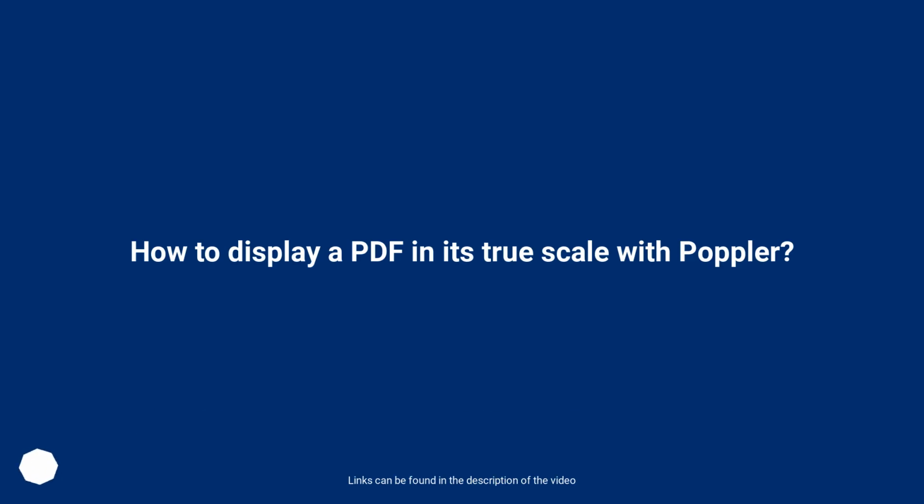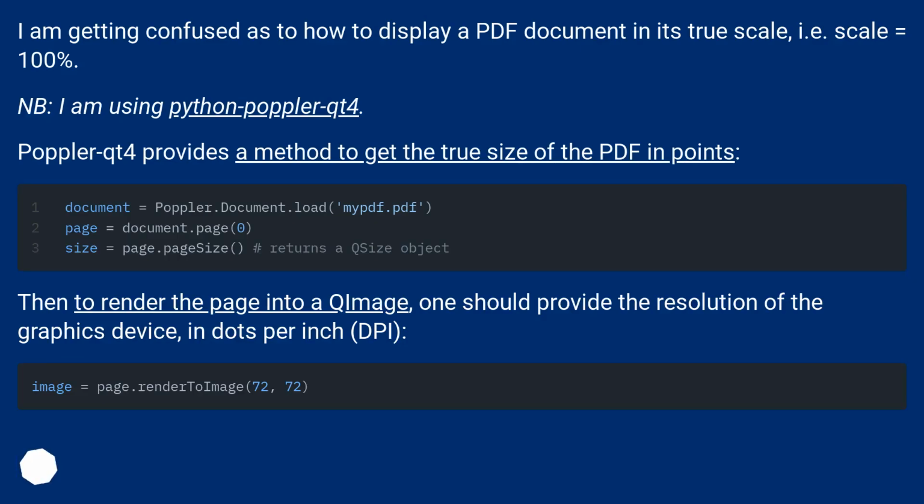How to display a PDF in its true scale with Poppler? I am getting confused as to how to display a PDF document in its true scale, i.e. scale equals 100%. NB, I am using Python Poppler Qt4.